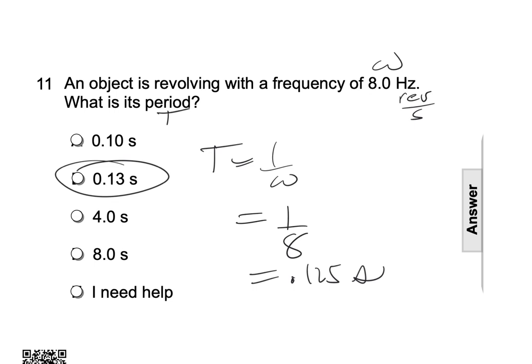Okay, I did this one. So oxygen volume with a frequency of 8 hertz. 8 hertz is the same thing as 8 revs per second. What is the period? You should know that period is 1 over omega. That's the equation on the equation sheet. I plug in my values. Omega's 8, so that comes out to 0.125 seconds.